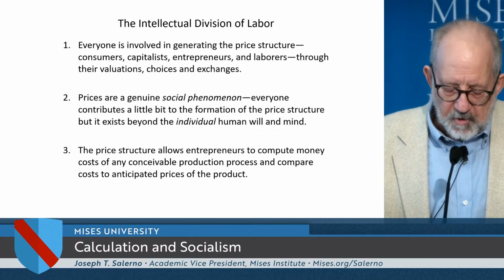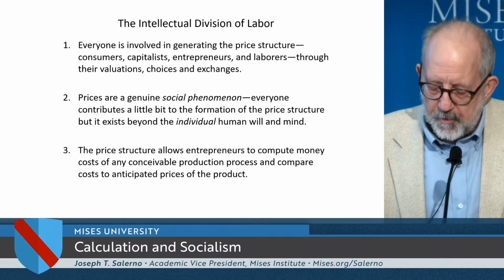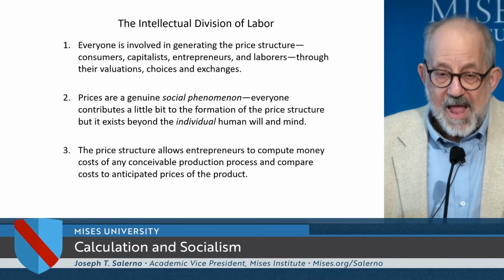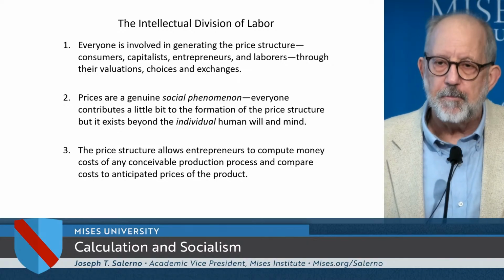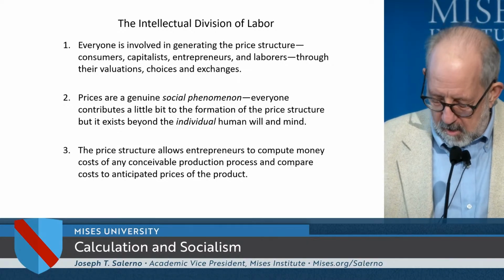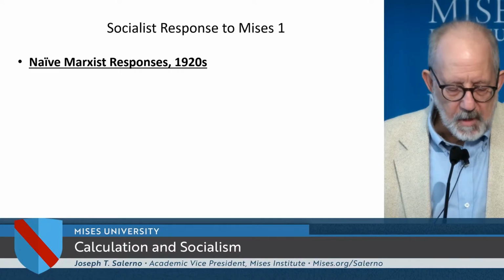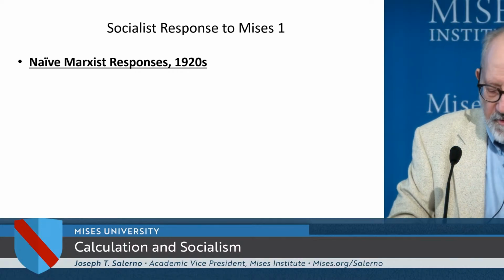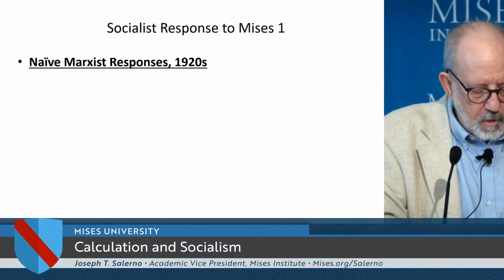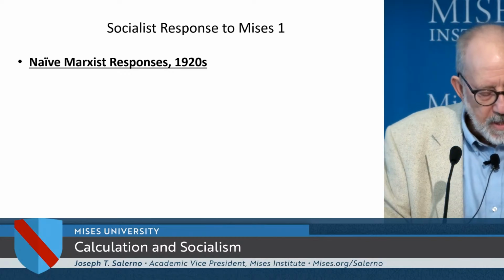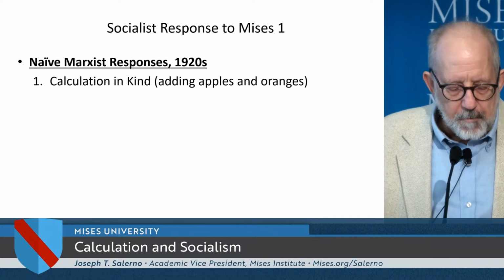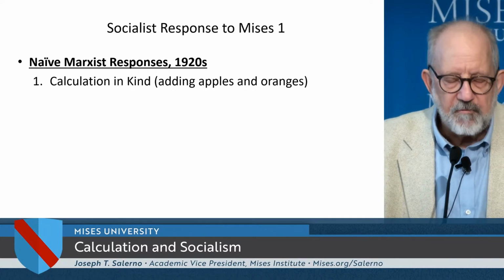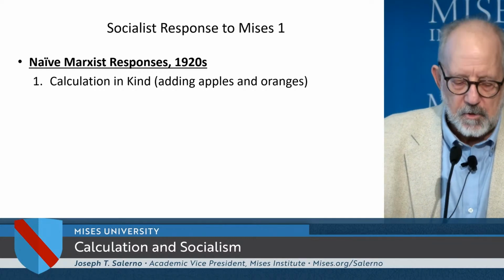As I pointed out, number 3, this price structure allows entrepreneurs to compute money costs of any conceivable production process and compare costs to anticipated prices on the market. Now, what are some of the naive Marxist responses that occurred in the 1920s, mainly in Germany? The first was by the radical, fanatical Marxist Otto Neurath.